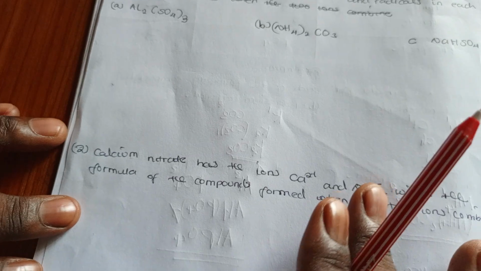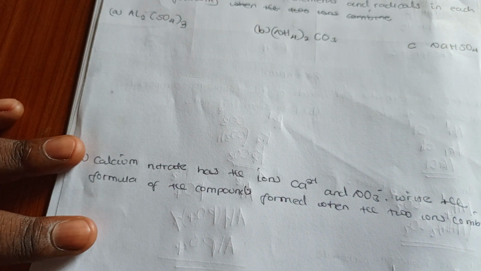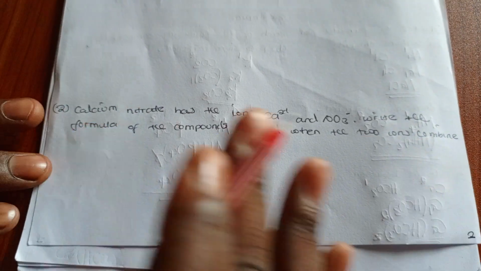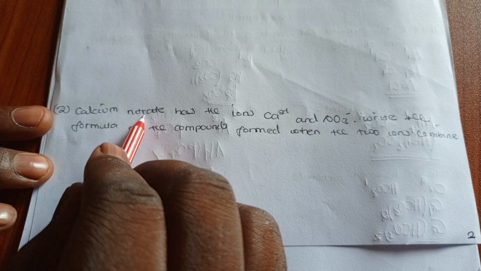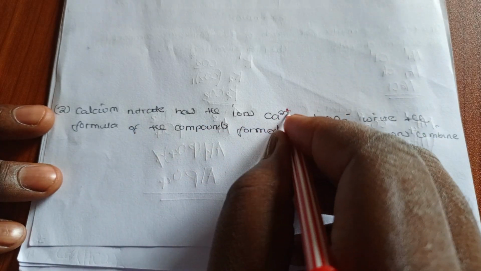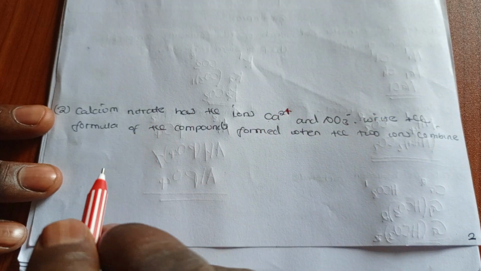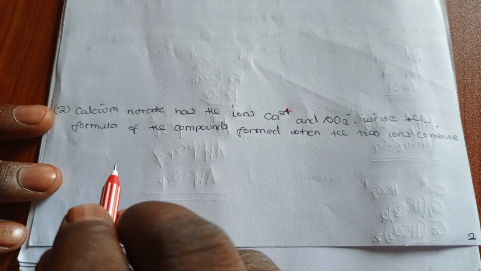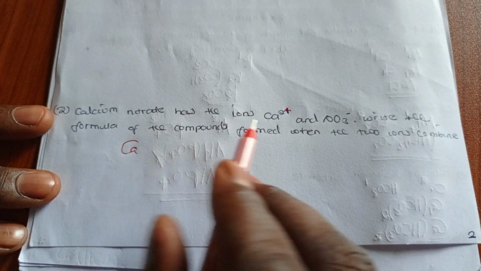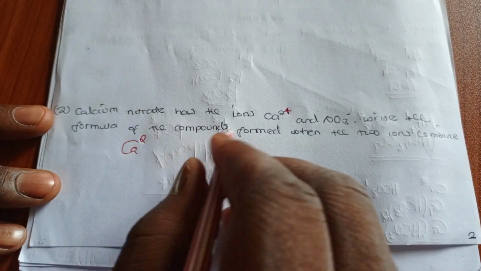Then the question is supposed to be question 2 again. Okay, this one is part of the exercise, but I'm going to do it for you. They're saying that calcium nitrate has the ions. As you can see, an ion is a charged particle. So calcium has a charge of 2, which means calcium needs to lose 2 electrons. So we write calcium here. It means it has a valence of 2. So we write 2 here. Then again, nitrate.